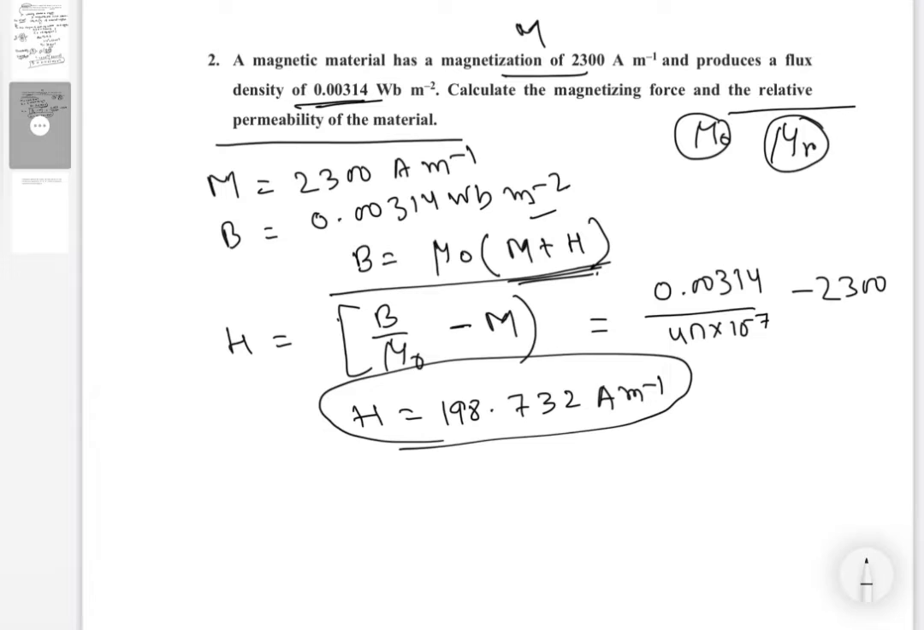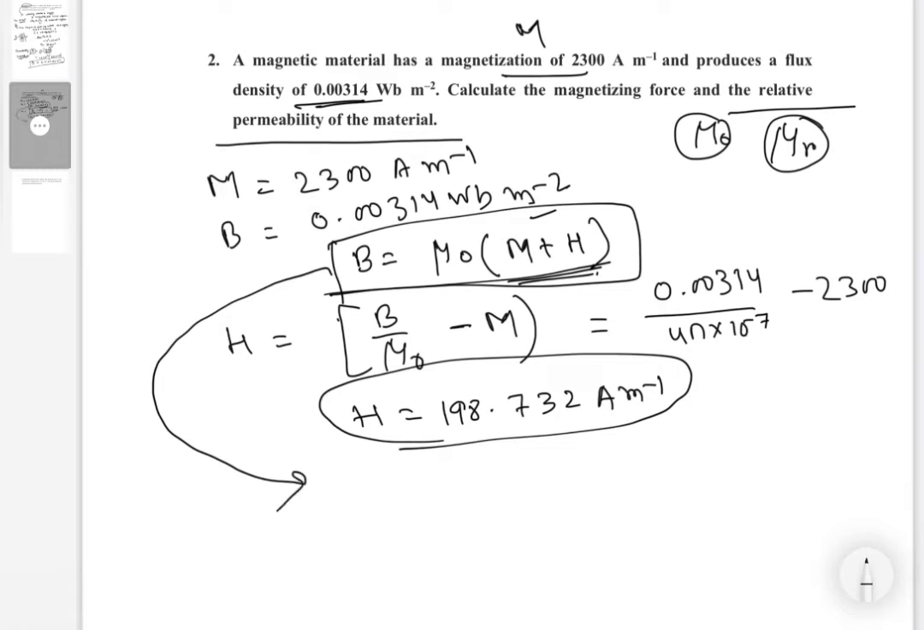So we got the field strength, right? Now we want to find the relative permeability. If we work with this equation, we will get the relative permeability, because B is given by mu r into mu naught into H, as it is proportional to the externally applied magnetic field. And as usual, I'm just multiplying them.